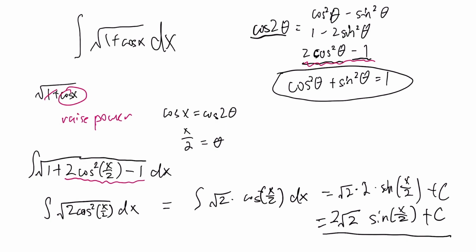And I strongly encourage you to take the derivative of this and see if it eventually gets you back into our integrand, which is the square root of 1 plus cosine of x. And the thing with integrals is that you can always check your answer after.